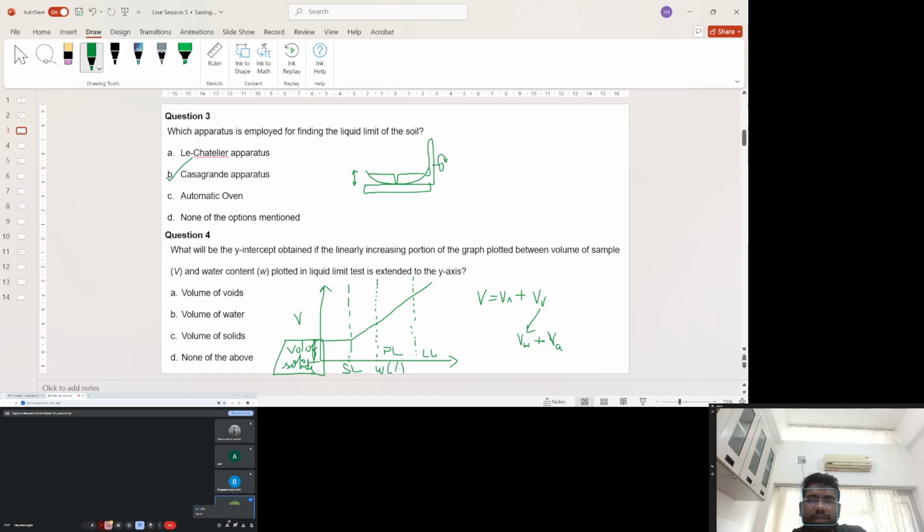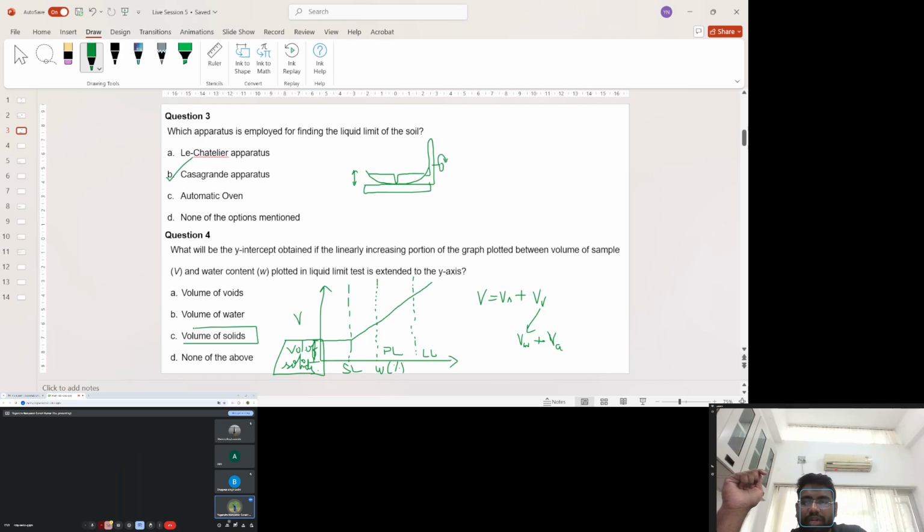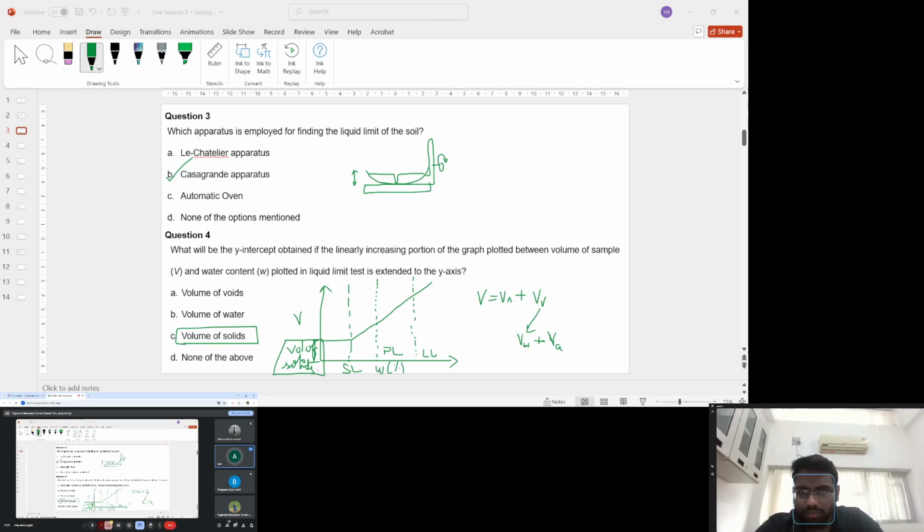Sir, you have mentioned volume of the solids on the y-axis. It is volume of solids and volume of voids. It is not the volume of the solids, sir. It is a dry volume, the dry volume of the sample completely. You have written just now on your y-axis volume of the solids.